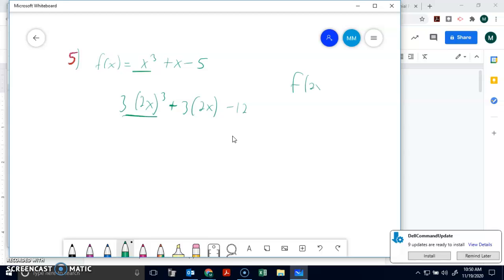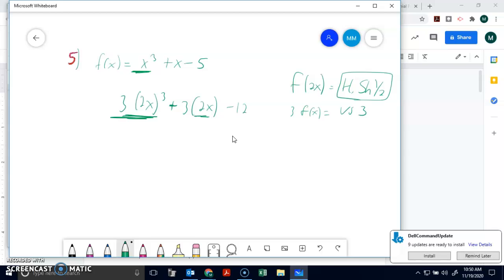So a 2x on the inside, that indicates a horizontal stretch or shrink. And it's a shrink because we use the reciprocal, which is 1/2. So horizontal shrink by 1/2. What else changed from here to here? Well, we also multiplied by 3 in front. So a 3 in front of f of x is a vertical stretch by 3.